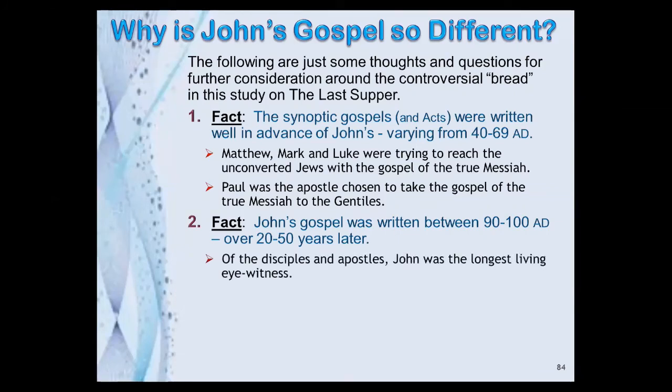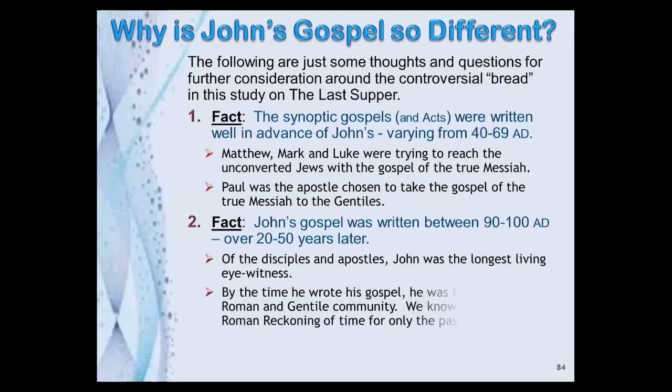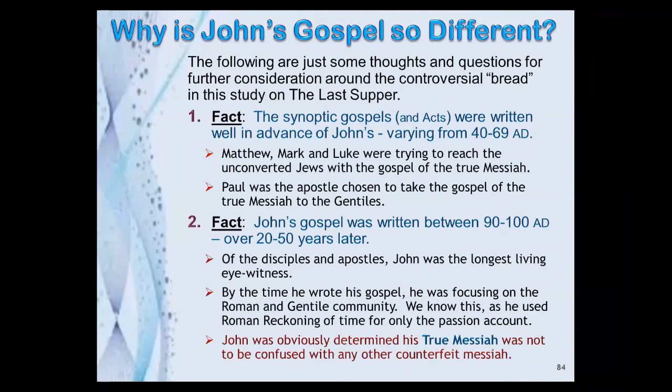Of the disciples and apostles, John was the longest living eyewitness. And by the time he wrote his gospel, he was focusing on the Roman and Gentile community. How do we know this? We know this because he used the Roman reckoning of time only for the Passion account. He used the dawn day start in the rest of his gospel. So John was obviously determined that his true Messiah was not going to be confused with any other counterfeit Messiah. Okay, he was going to get all the facts straight.